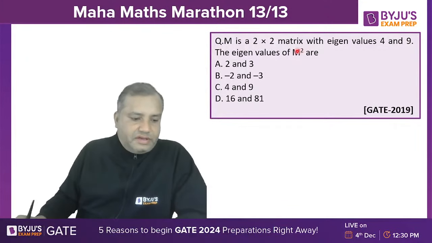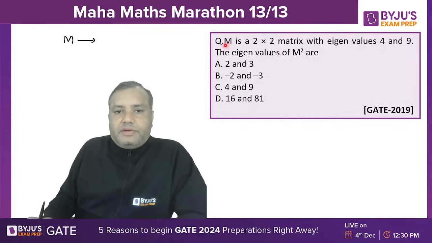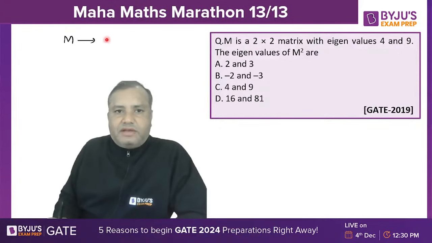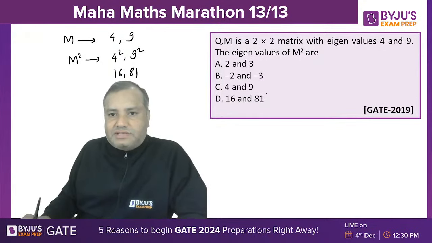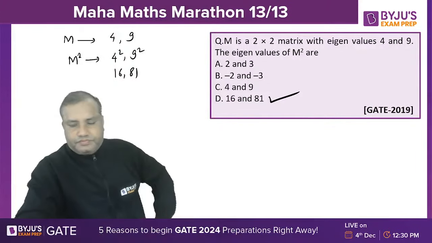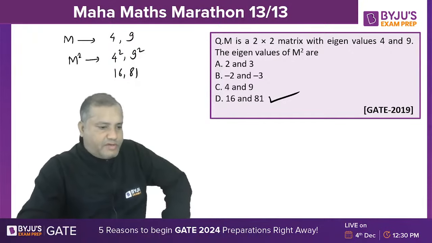Very simple question. Matrix M is a 2 cross 2 matrix. It will be having two eigenvalues 4 and 9. So what about the eigenvalues of M square? 4 square and 9 square. So 16 and 81 will be the answer. Option D will be the correct answer. Thank you. Very good. Varun, very nice. Naveen Pranay, very good beta.